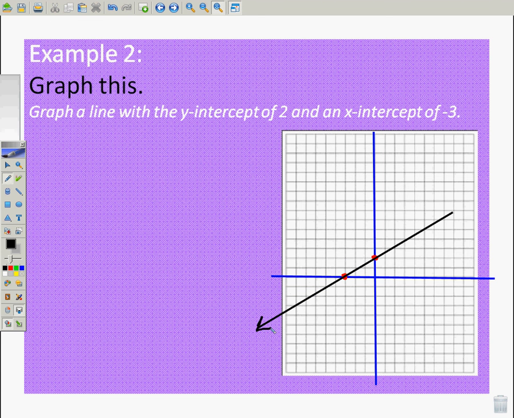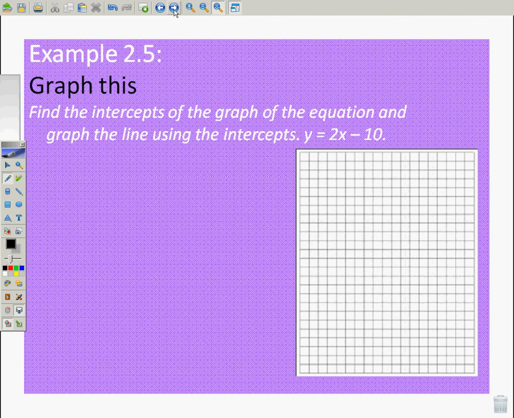You see how easy that is? When you have the intercepts, you don't have to make a whole table. You just simply use the intercepts that you have and connect the two dots. It's pretty simple, okay? And so here's one for you to do, except you're going to find the intercepts and then graph the line. So if you want to, go ahead and pause it right now.